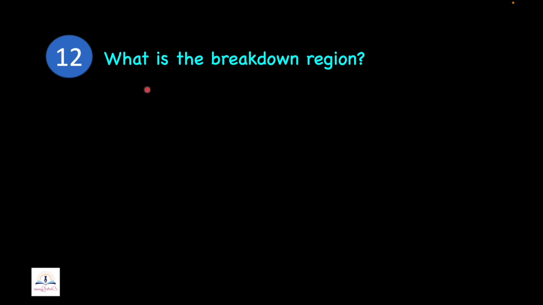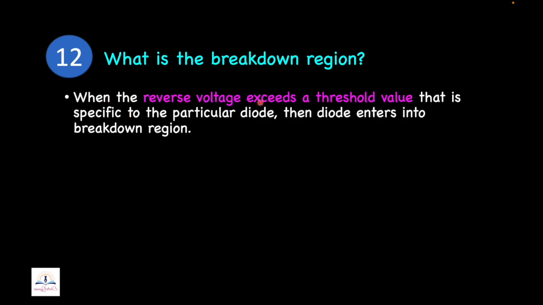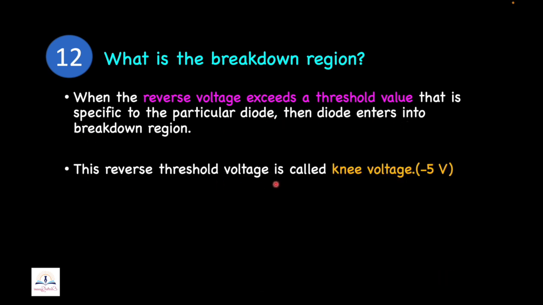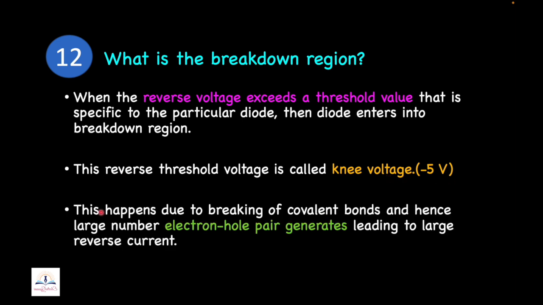Question 12. What is the breakdown region? So when the reverse voltage exceeds a threshold value that is specific to the particular diode, then diode enters into breakdown region. And this reverse threshold voltage is called knee voltage and it is approximately minus 5 volt. And this breakdown happens due to breaking of covalent bonds and hence large number of electron and hole pair generates, leading to large reverse current that we have seen in the IV characteristic.